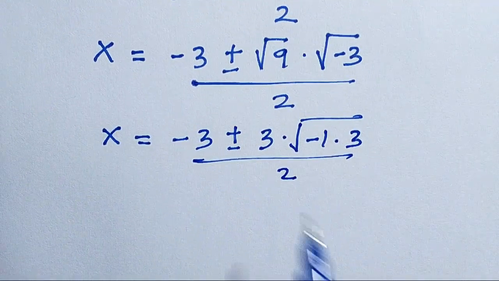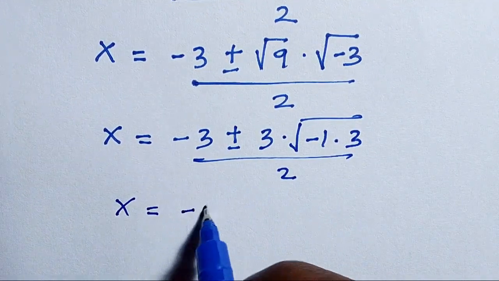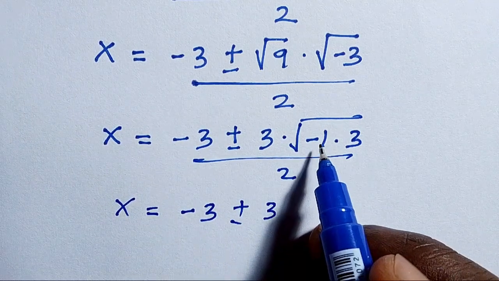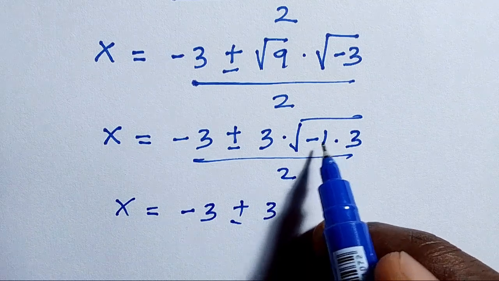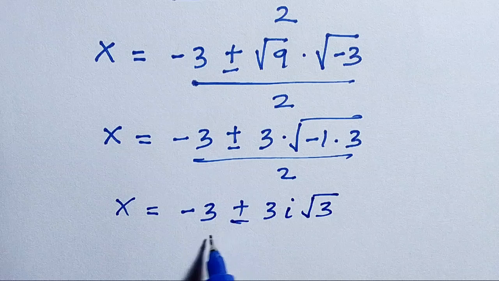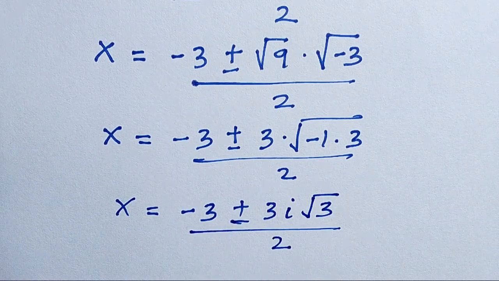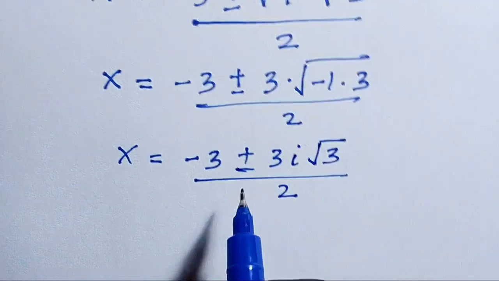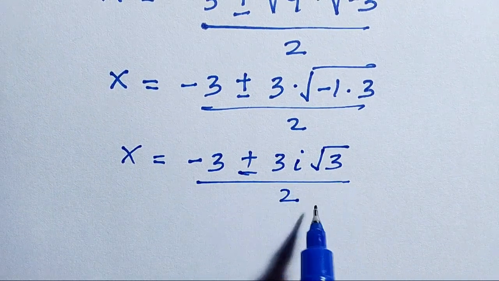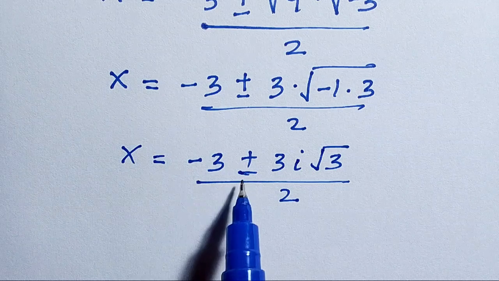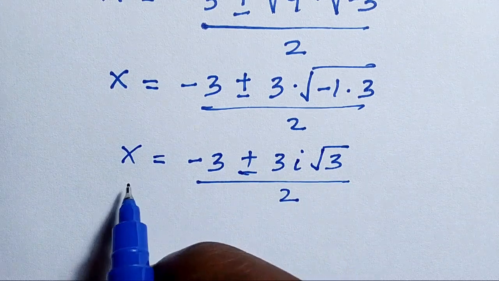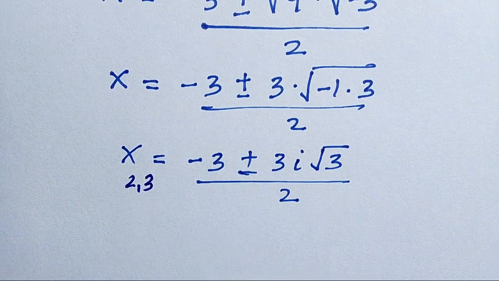And again, we have x equals minus 3 plus or minus 3. When we separate this, we have square root of minus 1, and square root of minus 1 gives us i. Then multiply by root 3 divided by 2. So here are two solutions, plus or minus. That is, you can have minus 3 plus 3i root 3 divided by 2, or minus 3 minus 3i root 3 divided by 2, and it is a complex solution. We consider this as x2, x3.